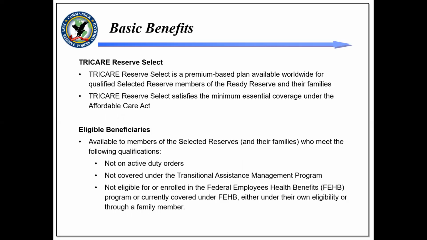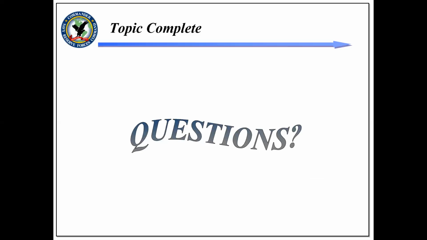TRICARE Reserve Select. TRICARE Reserve Select is a premium-based plan available worldwide for qualified selected reserve members of the Ready Reserve and their families. TRICARE Reserve Select satisfies the minimum essential coverage under the Affordable Care Act. Eligible beneficiaries: available to members of the Selected Reserve and their families who meet the following qualifications: must not be on active duty orders, not covered under the Transitional Assistance Management Program, and not eligible for or enrolled in the Federal Employees Health Benefits (FEHB) program or currently covered under FEHB either under their own eligibility or through a family member. If you have any questions regarding TRICARE, please reach out to your medical department.